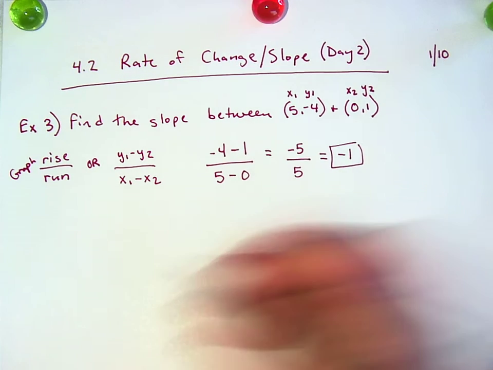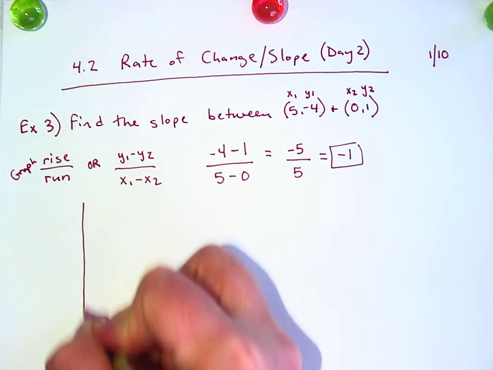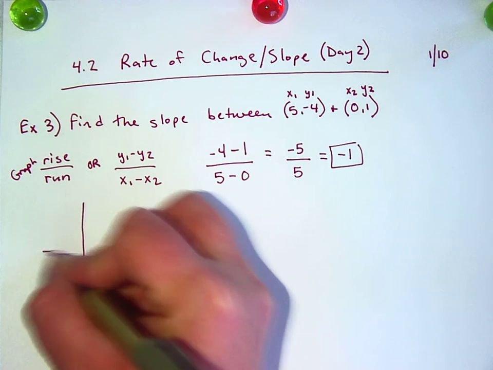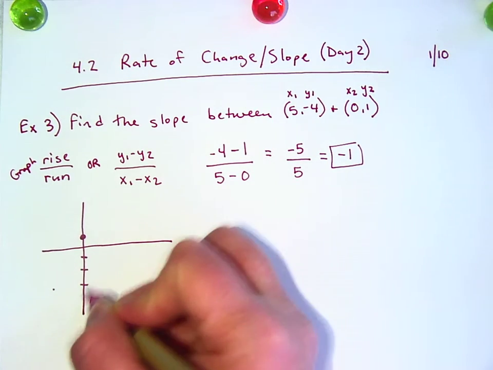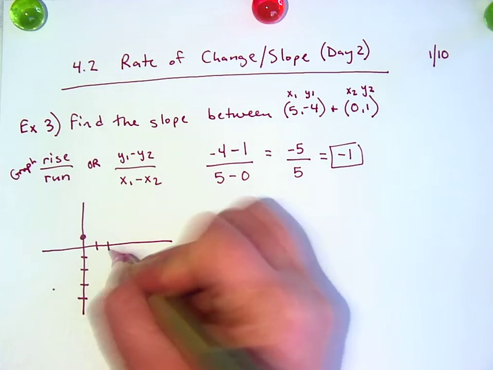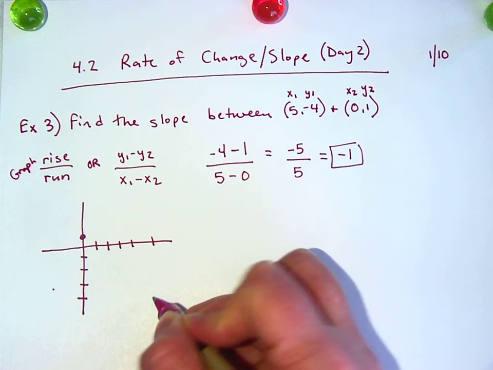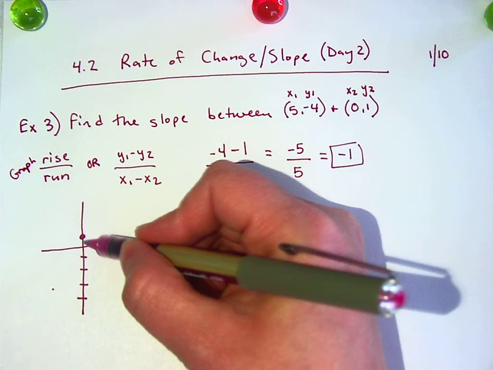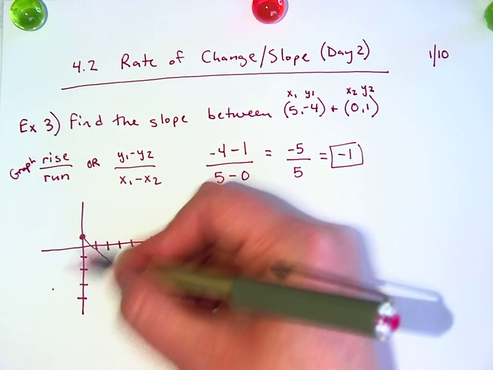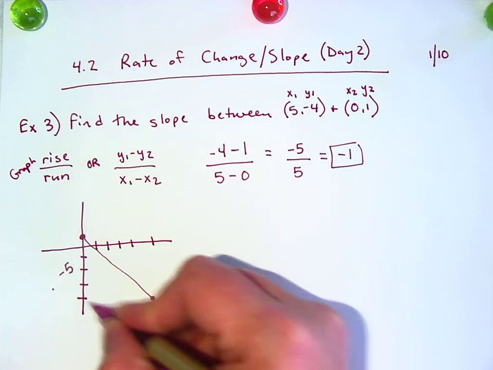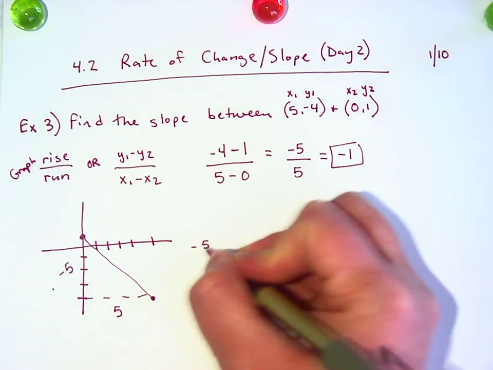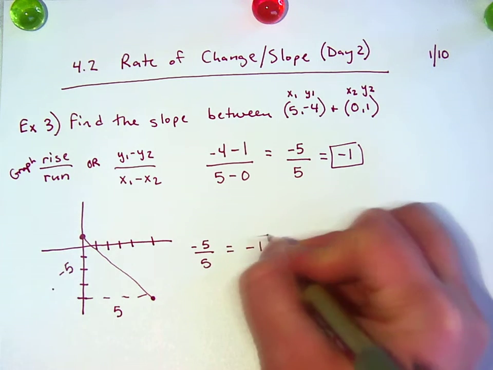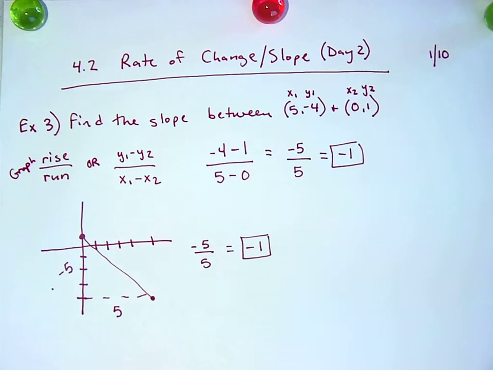Beautiful. If you were to make a little graph right here, you would have said, okay, here's 0, 1, 1, 2, 3, 4 down, 5 over, 2, 3, 4, 5. To go from here to here, you have to go down 5 and over 5, which would make negative 5 over 5, which is negative 1. Either way works, a graph or an equation. You need to know how to do both.